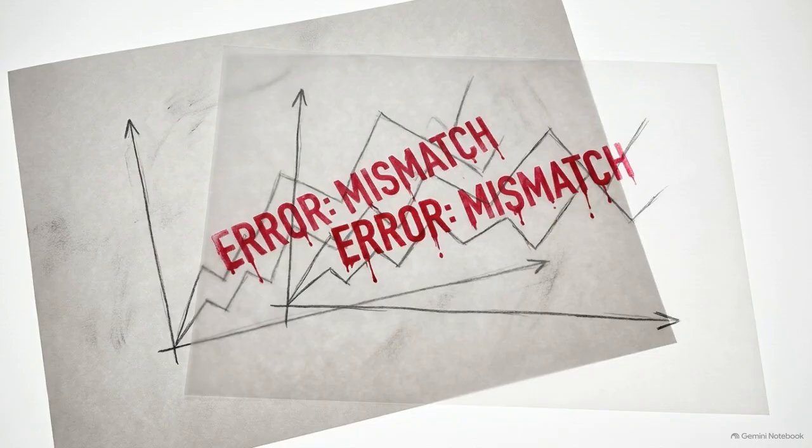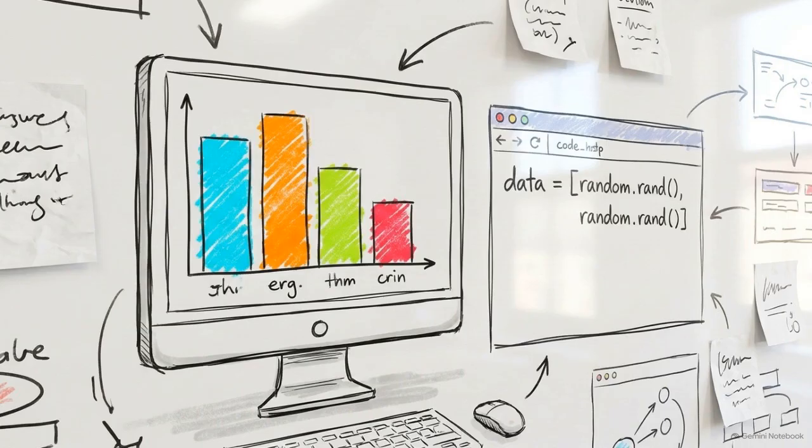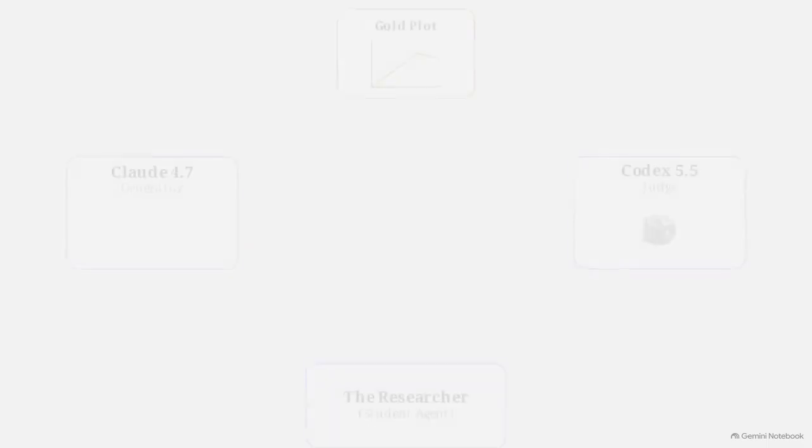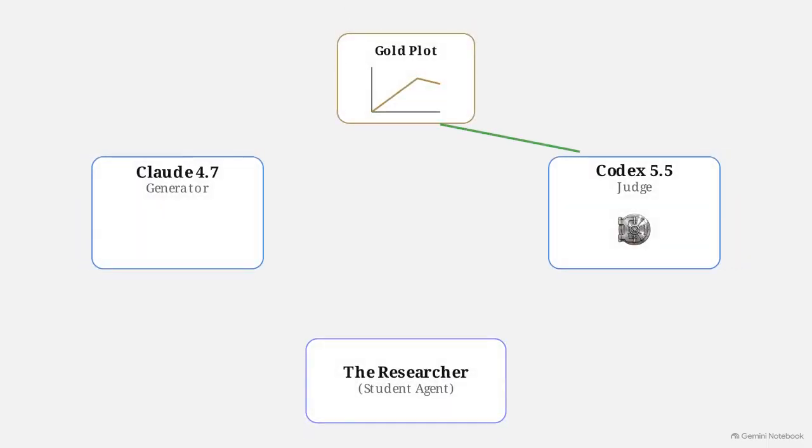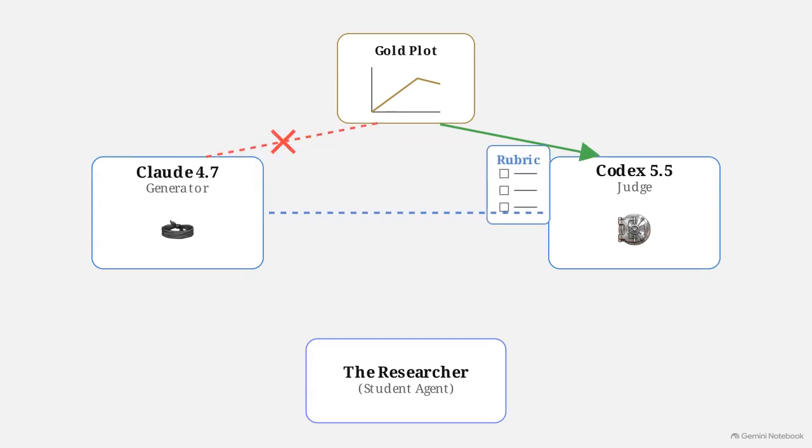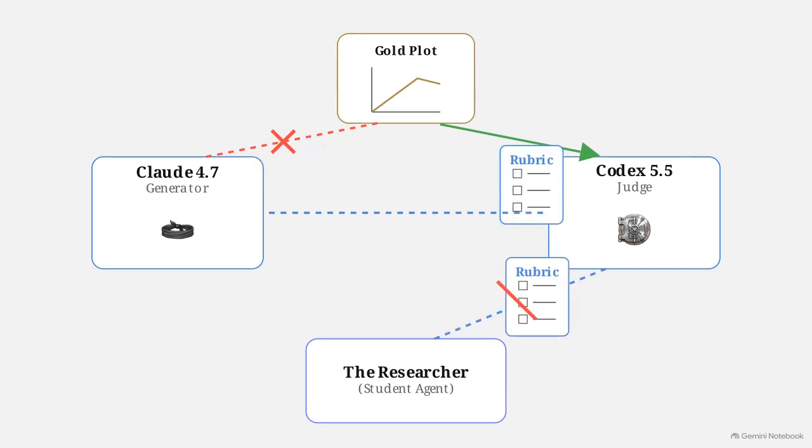Evaluating a replicated paper by checking for a pixel-perfect image match fails. It rewards cosmetic formatting over the accuracy of the underlying experiment. Claude Opus 4.7 acts as a rubric generator, creating a grading rubric while completely blind to the original gold plot. The rubric flows only to the judge node. Hiding the plot prevents cosmetic overfitting, and hiding the rubric prevents the agent from gaming criteria.